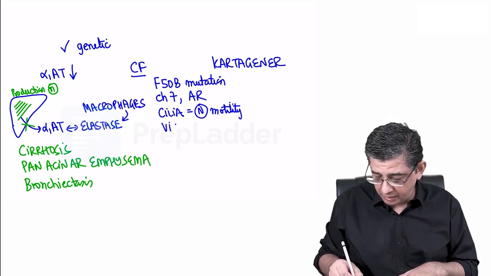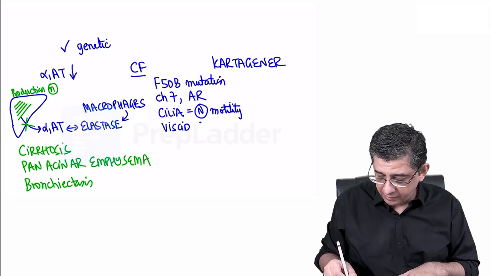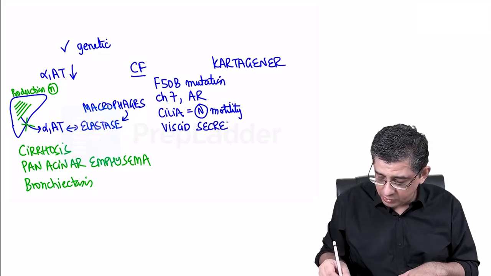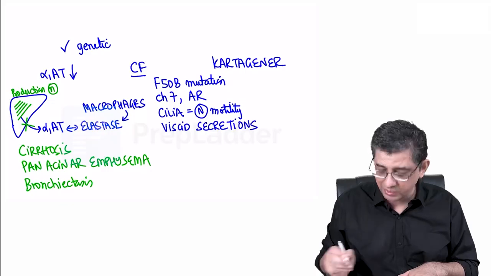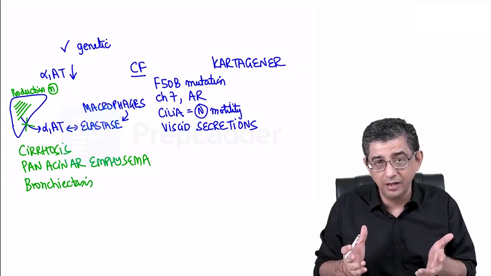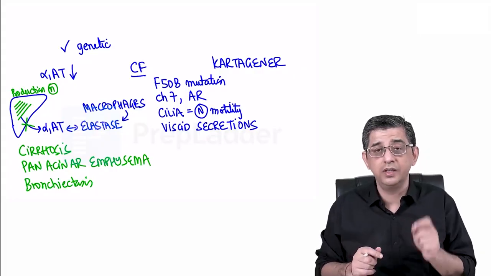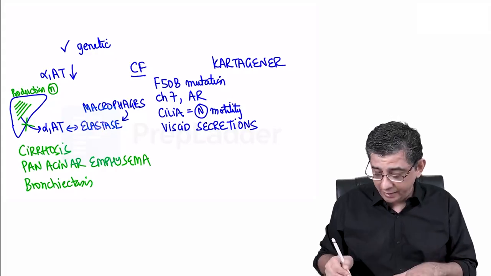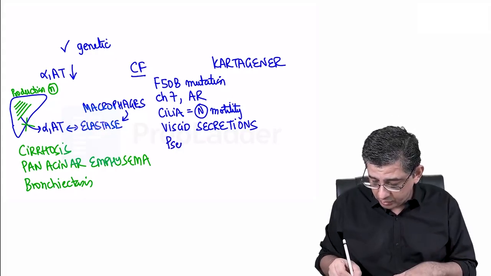Cystic fibrosis is also written as mucoviscidosis. Why you read the word mucoviscidosis is mainly to highlight the fact that the secretions are very thick. As a result of these very thick secretions, there would be stasis, and because of stasis, bacterial infection would come in.